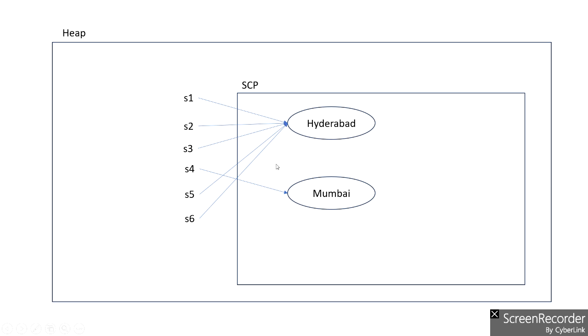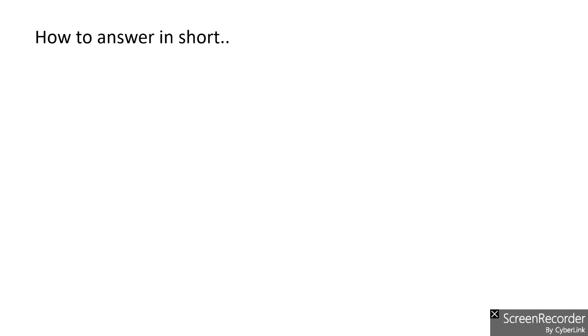So that is why the Java people made the string object an immutable object. Once it is created, it is final, we cannot modify it. So this is the idea behind making string immutable in Java. So this is how we need to answer. Now let's see in short how we can answer.